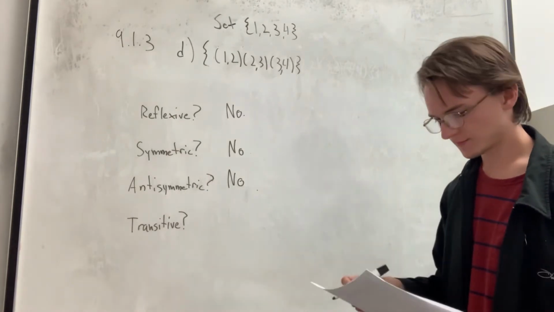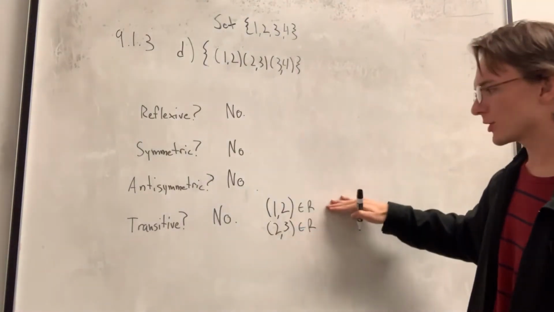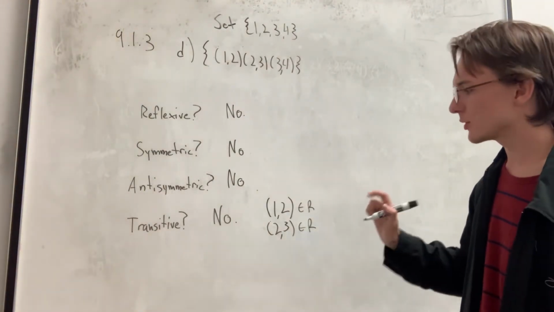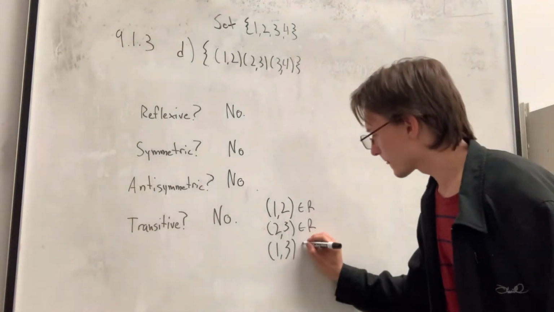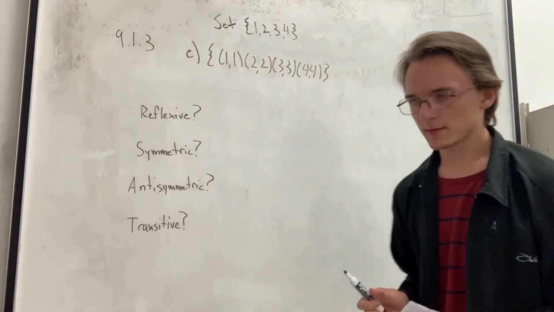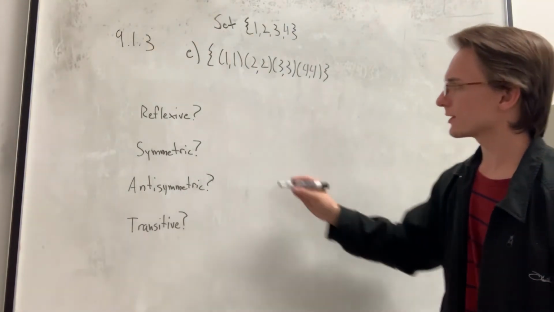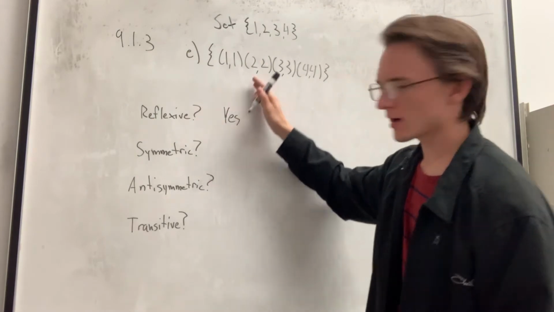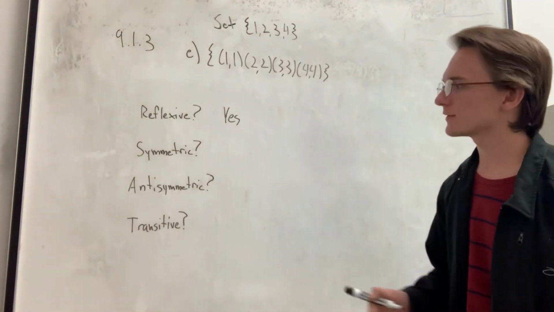Is it transitive? It is not transitive. We have a 1 comma 2 and a 2 comma 3 in our relationship, so we should have a 1 comma 3, but we don't. So therefore, not transitive. Okay, part E, reflexive. Well, clearly, 1 comma 1 all the way through 4 comma 4, so it is reflexive.